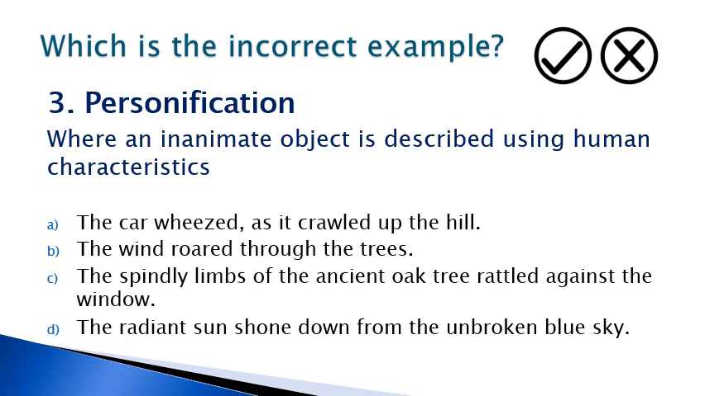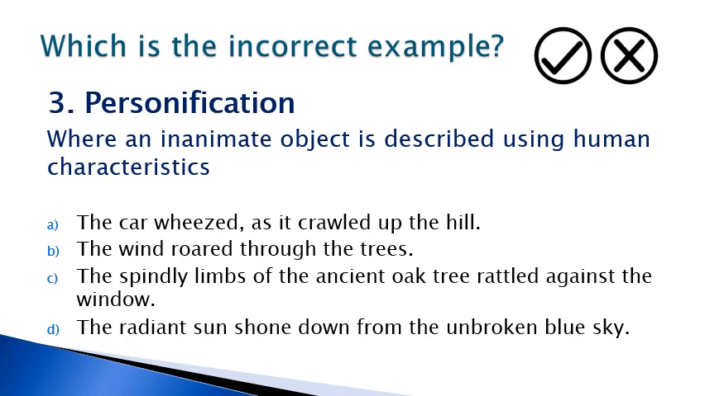So think about the inanimate things in each one of those sentences. The car, so the car's inanimate, it's not living, but it wheezed. Is that something a human would do? The wind roared. So the wind is not living, but it roared. Is that something a living thing would do? The spindly limbs of the ancient oak tree rattled against the window. It's a tree and it's got limbs. So is that being made human, or made as though it were alive?